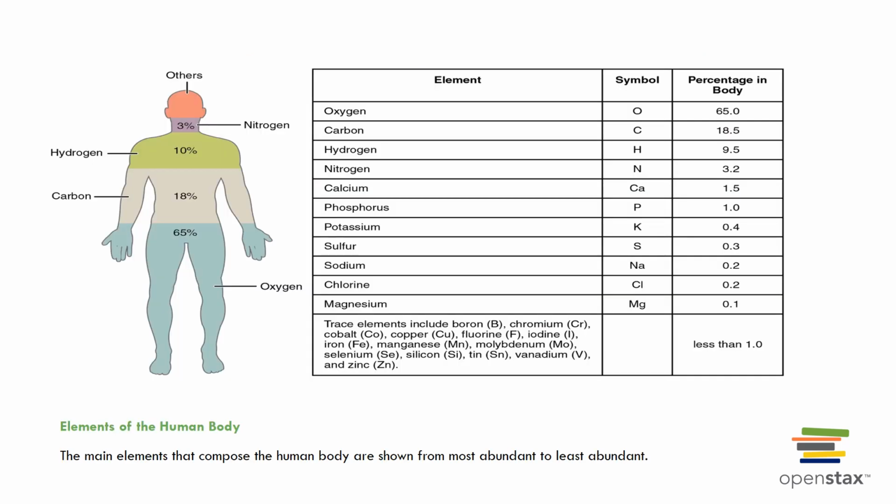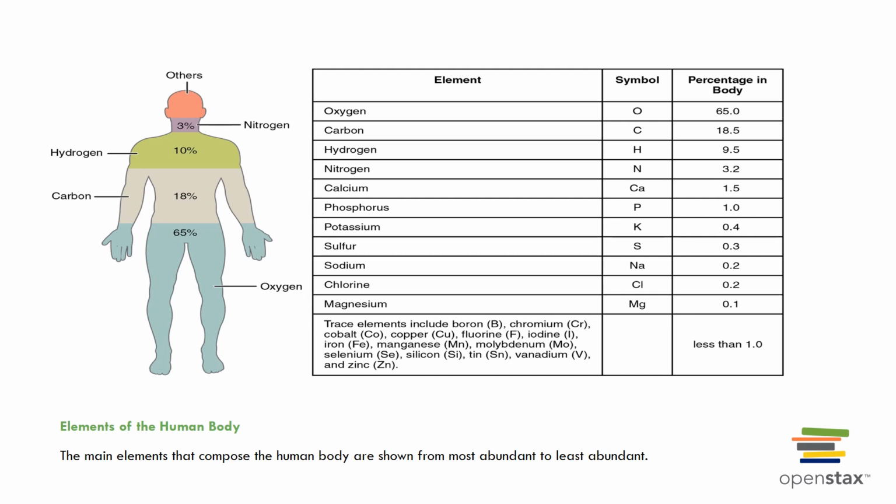If you look at the elements of the human body, we can see that oxygen, carbon, hydrogen, and nitrogen make up the predominant portion of our body's mass. Lesser elements, calcium, phosphorus, potassium, sulfur, sodium, chlorine, magnesium, iodine, and iron, make up a smaller percentage. And then we have trace elements. They make up less than 1% or 0.01%.